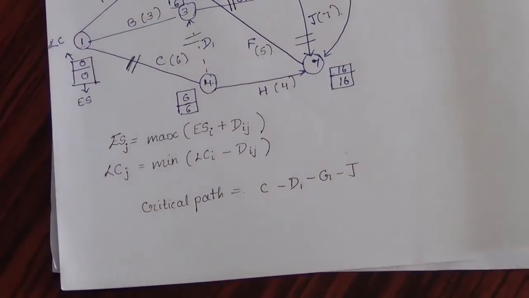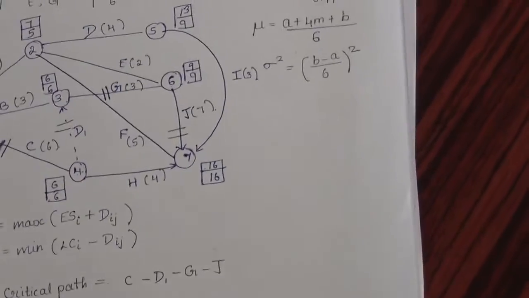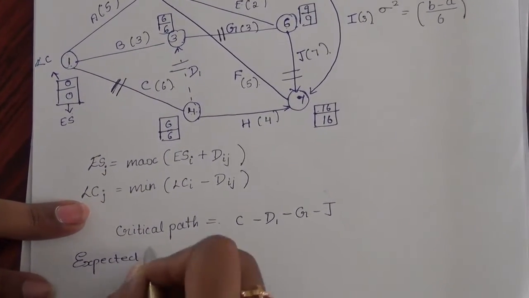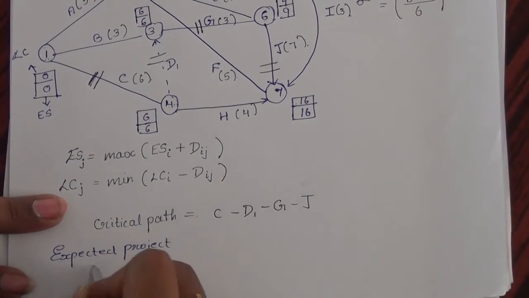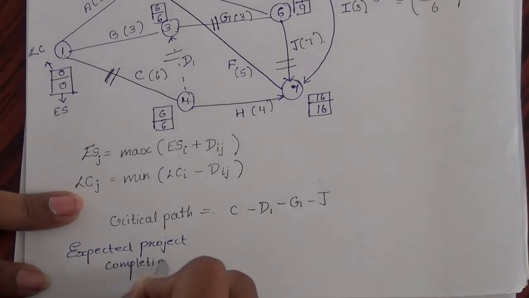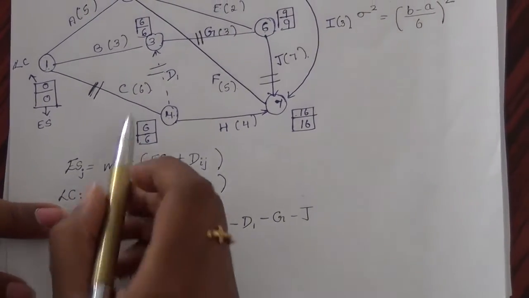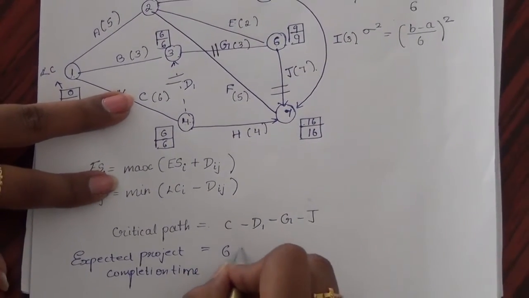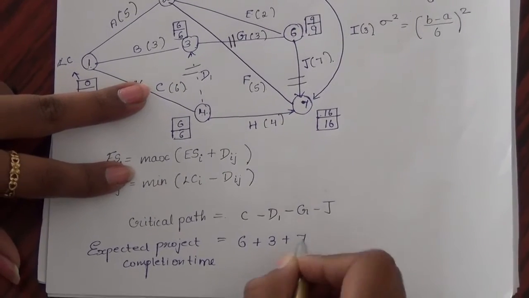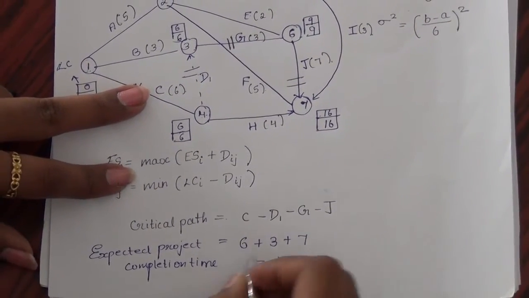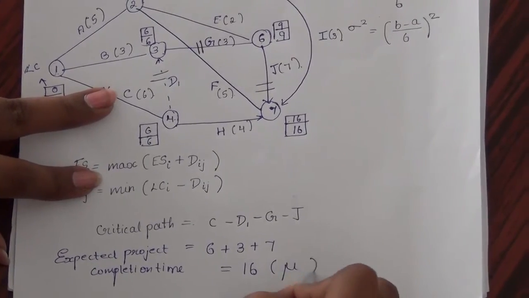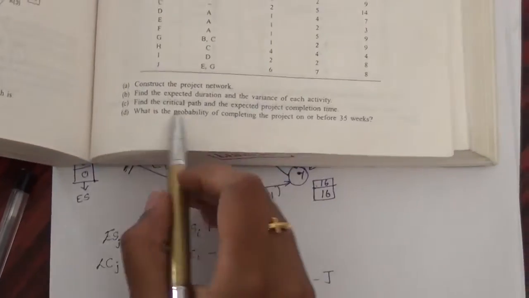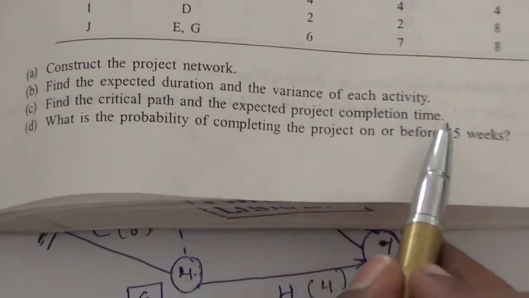Now we have to calculate the expected project completion time. The expected project completion time will be nothing but the mean values taken from the critical path. That will be 6 plus 3 plus 7, which is nothing but 16. So this will be represented as the mu value. We have found the critical path and the expected project completion time.